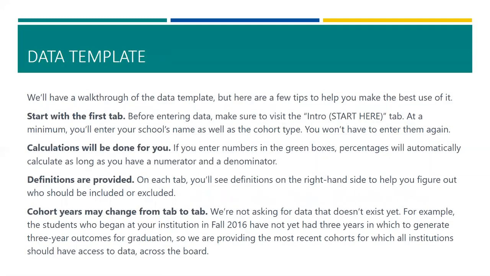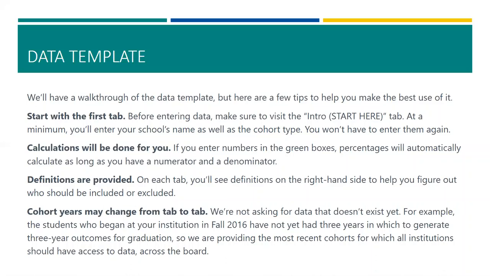So I'm going to walk through the data template momentarily, but a few tips to make the best of it. There is a first tab that says Start Here in capital letters on the tab. You should enter your school's name as well as which cohort you're using. You won't have to enter them again. Don't leave it as sample community college because then we don't know who you are.